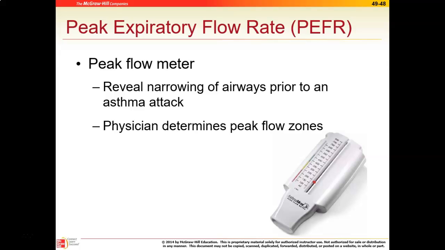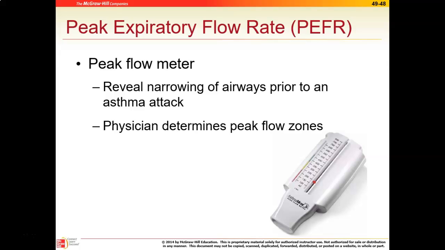Another acronym for this particular test is forced expiratory volume, FEV. As opposed to trying to completely empty all of the air out of your lungs in 6 seconds, this one is one quick, rapid, forceful expiration in 1 second. Sometimes it's called FEV1 because you're doing it in 1 second.